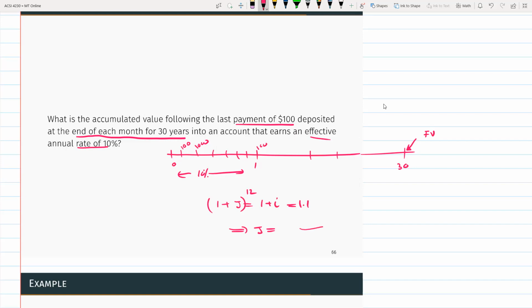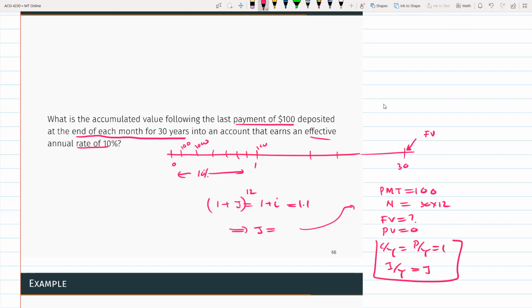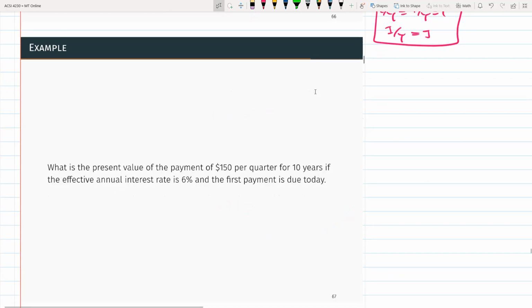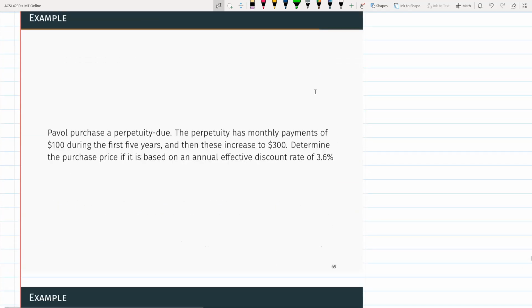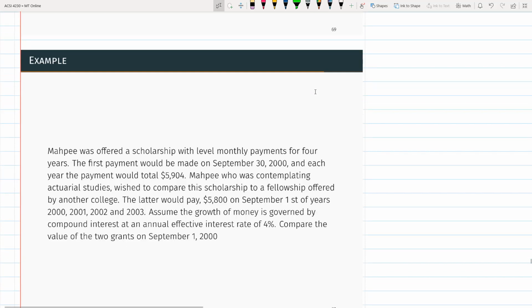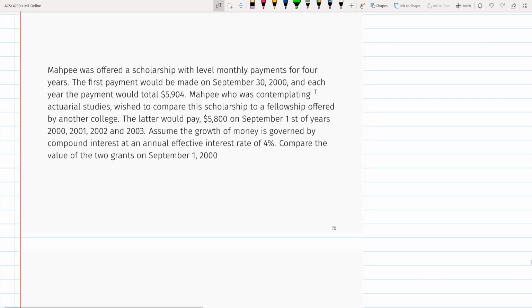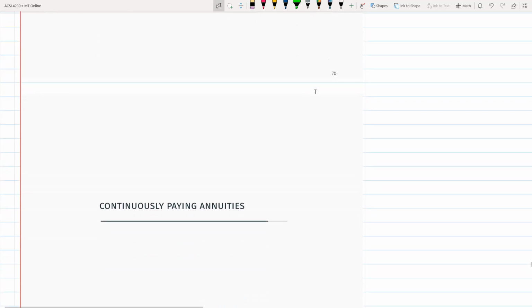Once you know J, let me write the numbers you need to enter. Payment is 100. How many payments? 30 times 12. Then the future value is what you want. Present value is 0. And then C/Y, P/Y is 1. And your rate is going to be J, as a percentage. So you can do the problem. I'm going to skip these other problems so you can try them. Let me know if you need any help. So let's meet again with the continuously paying annuities.